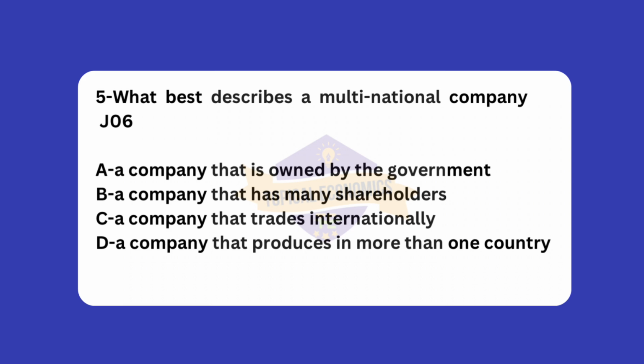Lastly, looking at option D, a company that produces in more than one country. So this option accurately defines a multinational company, which is characterized by its operations and production facilities in multiple countries. So the answer is option D.